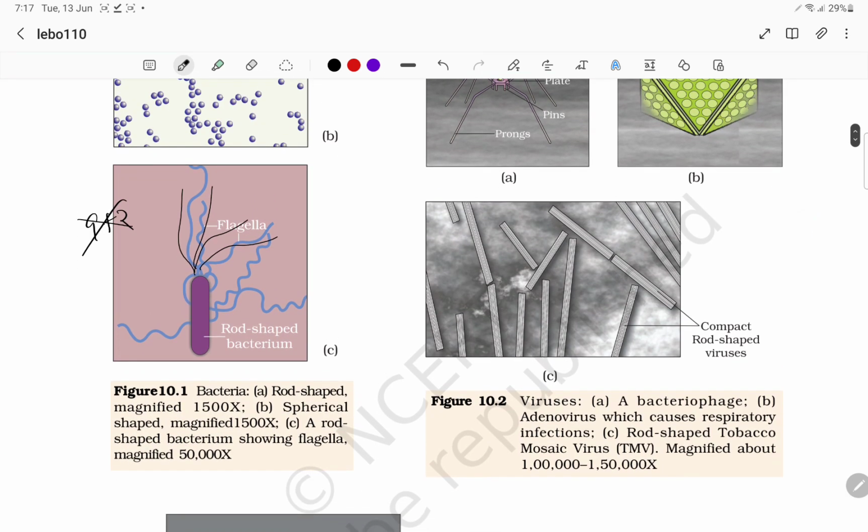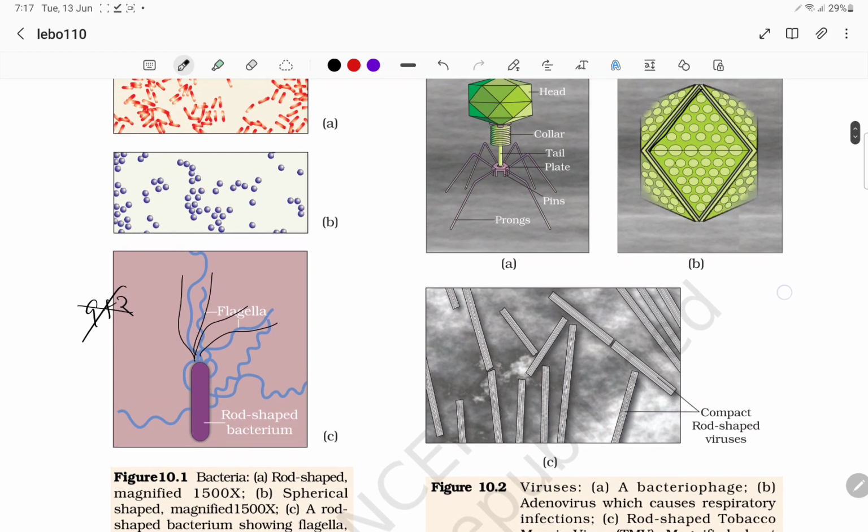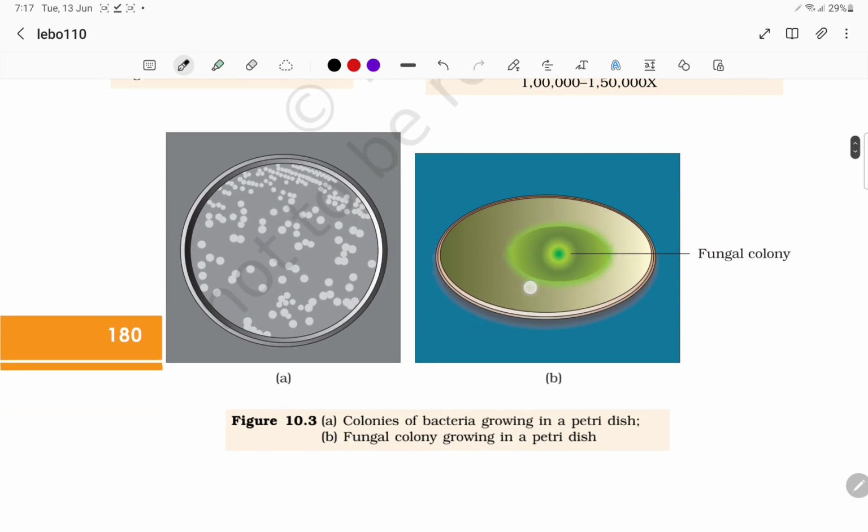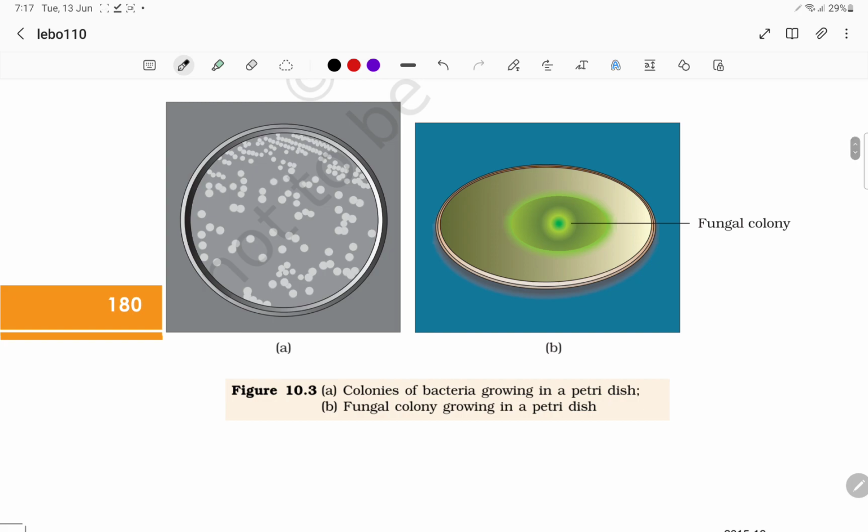Next here we have the adenovirus, which causes respiratory infections. And this is the bacteriophage, with the head, collar, tail, and plate. This is the rod-shaped virus, tobacco mosaic virus, TMV, at around 1 lakh to 1,50,000 times magnification. This is the first identified virus. And this is the petri dish in which bacteria are growing, and this is the petri dish in which a fungal colony is growing.